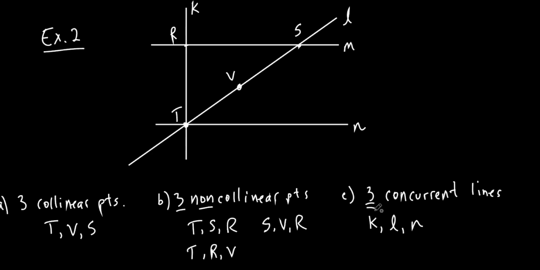They're asking for how many? 3 of them, okay? So if they said name 2 concurrent lines, you could say line L and M, right? Or right here, there's 2 concurrent lines, they intersect, K and M. But there's only one place in this diagram where 3 lines intersect at one point. And that would be K, that would be L, and that would be N right there. Make sense? All right, good.